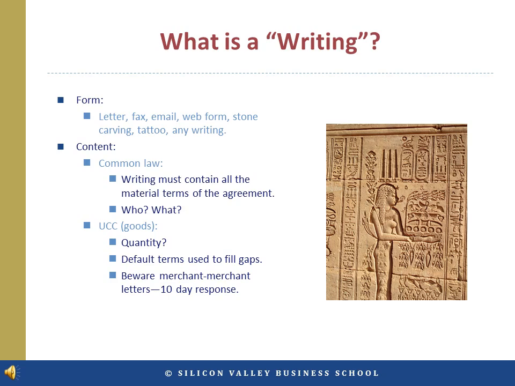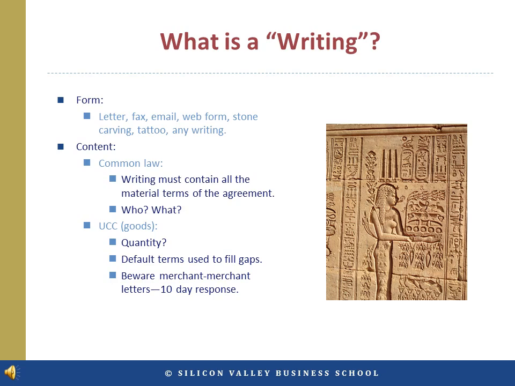If these two essentials can be ascertained, even when they constitute only a handful of words, the document will qualify as a writing under the common law. When we're dealing with the sale of goods, the UCC is much more forgiving and will often fill in the who or the what if they're missing. The sale of goods often takes place between merchants, buyers and sellers that regularly trade with each other. So some of these regular trading terms can be added in by the court to complete the contract.